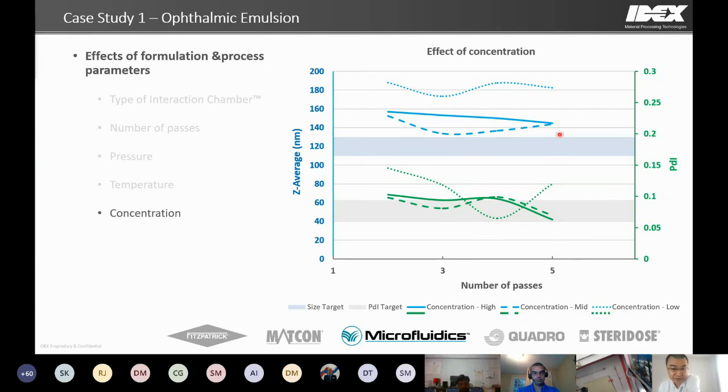Again, here, concentration affected the particle size more than PDI. And the effect was more complicated also. As you can see, when the concentration passed a certain limit, both particle size and PDI start to change in the opposite direction.